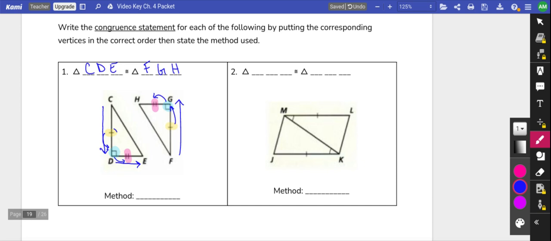And now I can state the method, and I kind of already did it before. I said that I had a side followed by an angle followed by a side. So this is side, angle, side.